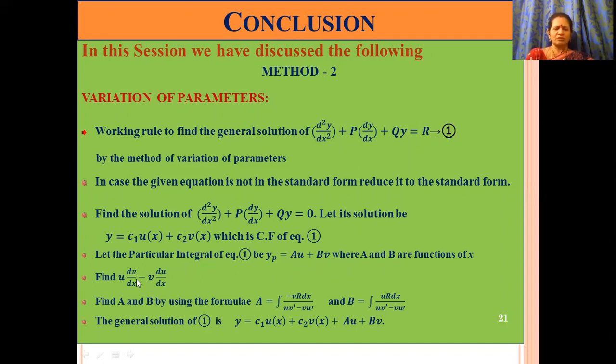After writing this, find out uv dash minus vu dash by the method of variation of parameters. Then find out A and B using the given particular formula. Then write down the general solution. Y is equal to, what is the general solution? Yc plus yp. Thank you.